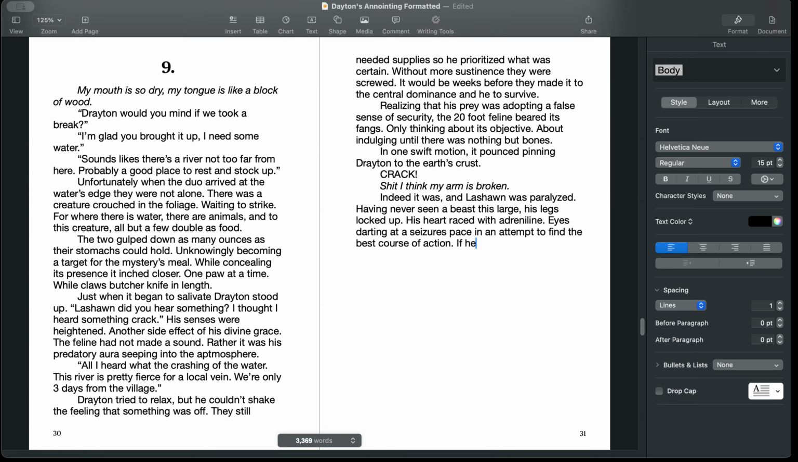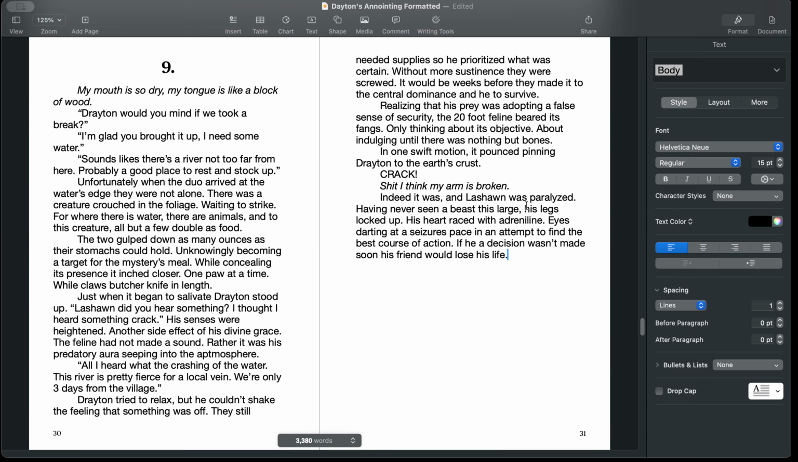If a decision wasn't made soon, his friend would lose his life. I think that is a good place to stop. And that is a cliffhanger. Another one. That is another cliffhanger right there.